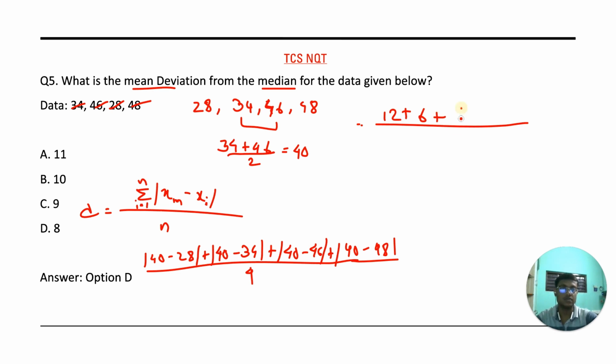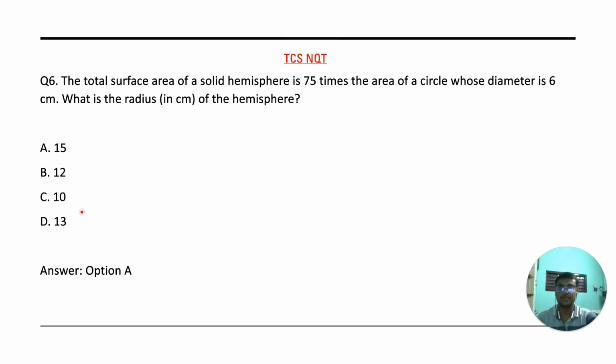Which comes out to be 12 plus 6 plus 6 plus 8 by 4, which is equal to 12 plus 8, 20, 20 plus 6, 26, plus 6, 32 by 4, which is equal to 8. So our required answer is 8, which is option D. Hope you all got the logic. Let's move on to the next question.